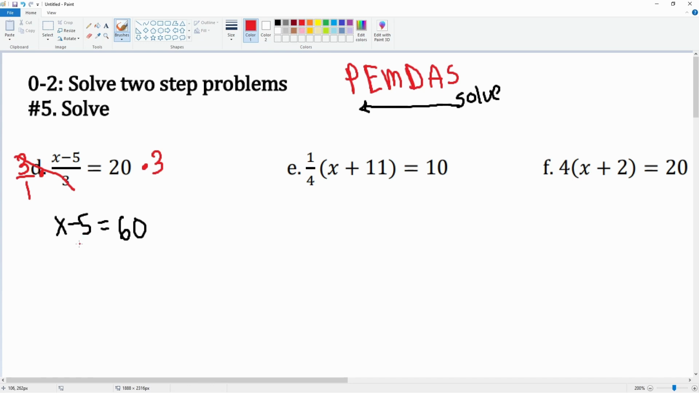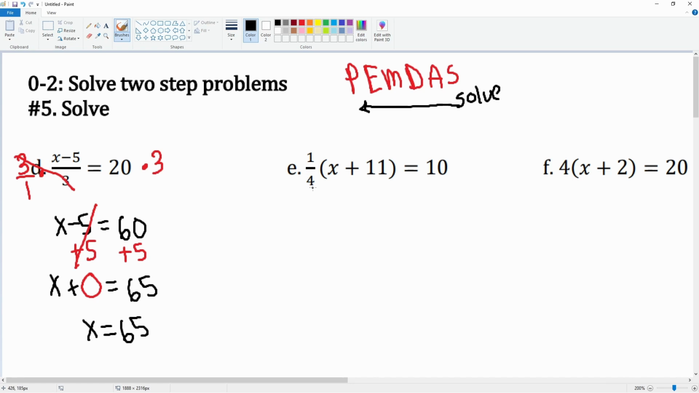Now we add 5 to both sides. Why? Because that's how we get rid of your negative 5. This negative 5 plus 5 will cancel, leaving you with a 0. Bring down everything else. Bring down the x, bring down the plus, bring down the equal sign. 60 plus 5 is 65. No one writes this 0, so x is equal to 65.